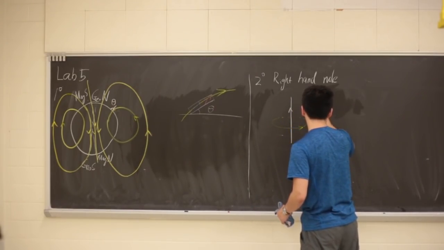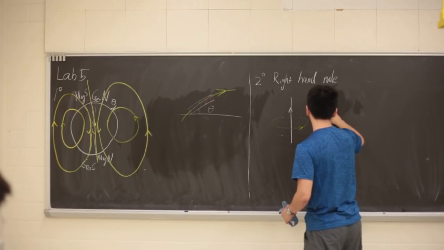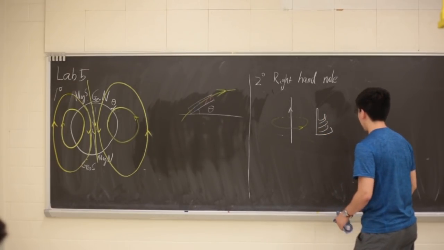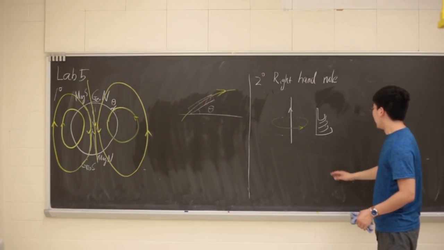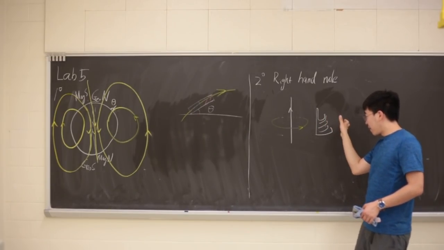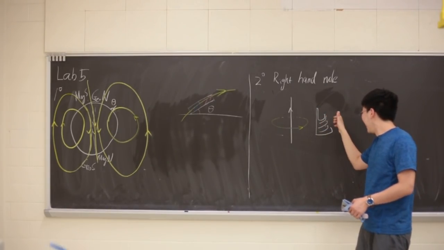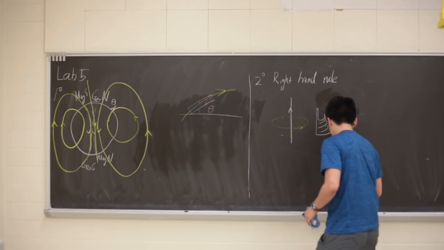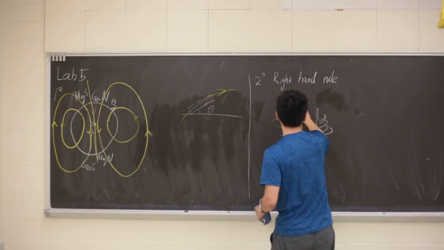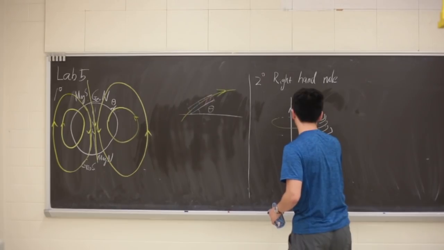So I will try to draw a really unrealistic hand. Yeah, I just have a really big pinky. Yeah, something like that. So here is our current, and there's our B field.